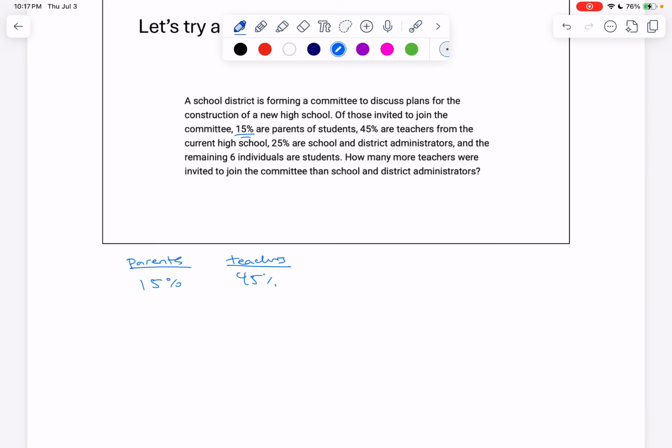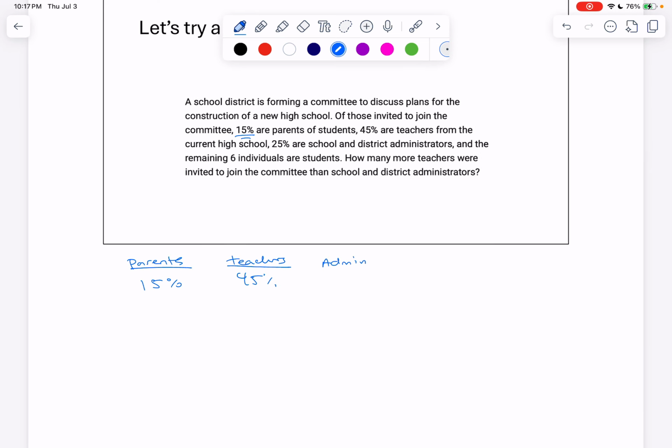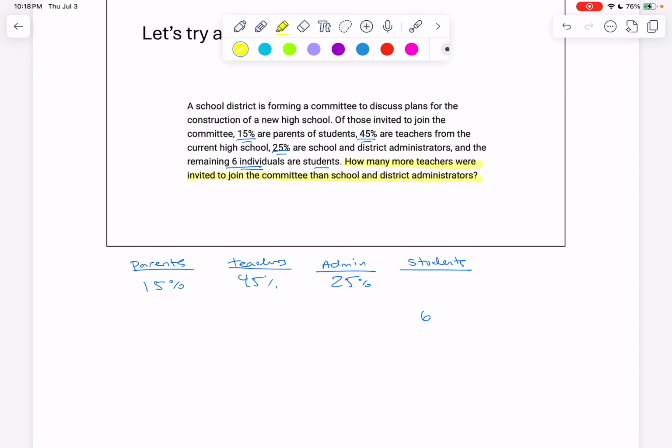25% are school and district administrators. I'm going to write admin. You have the 45 for teachers, 25%. And the remaining 6 individuals are students. Ooh, they gave us that a little bit differently. Did you notice that? They said 6 students, not a percent. So I'm actually giving myself a different line here. There are 6 students. Now, they're asking us how many more teachers are invited to join the committee than school and district administrators. Well, I don't know the number of teachers, and I don't know the number of administrators.